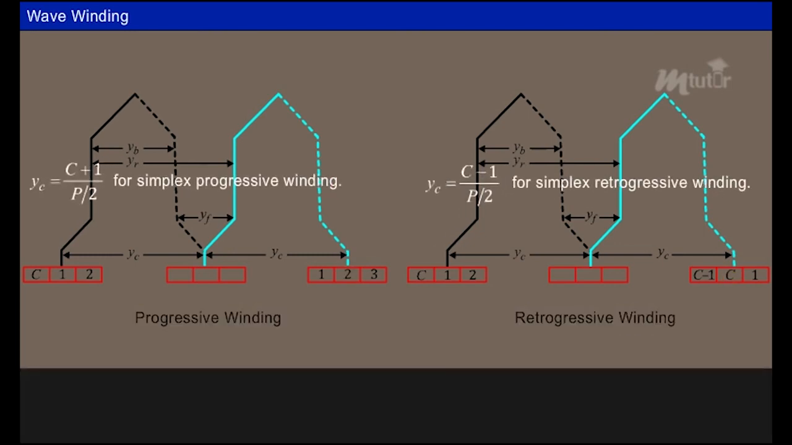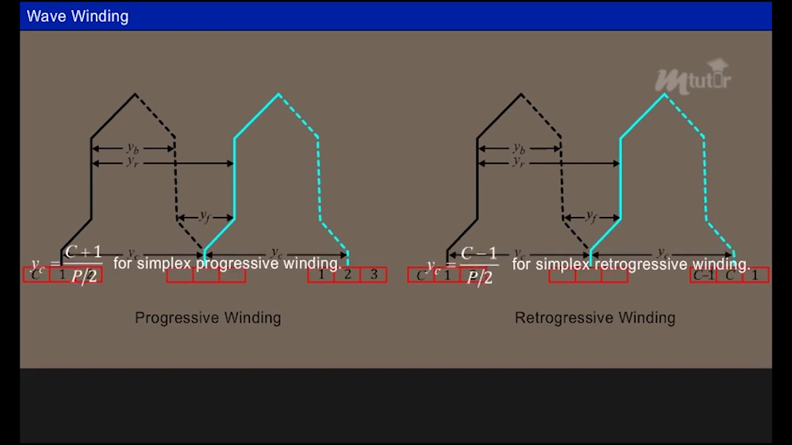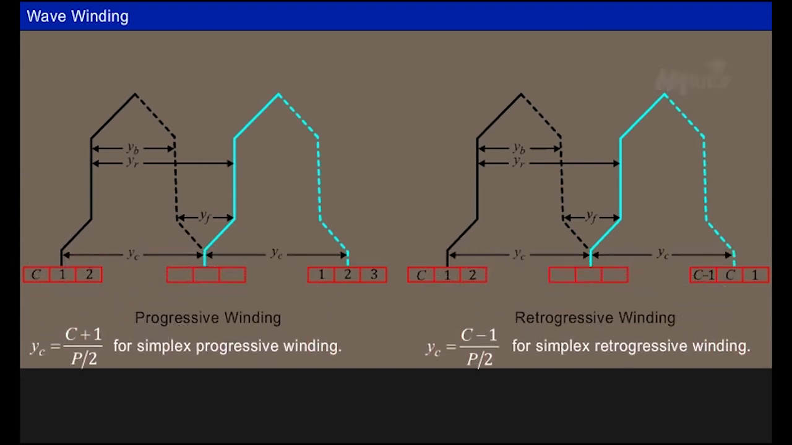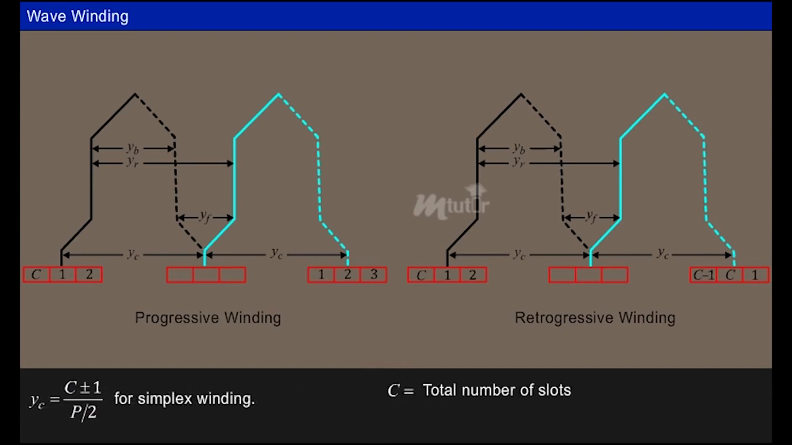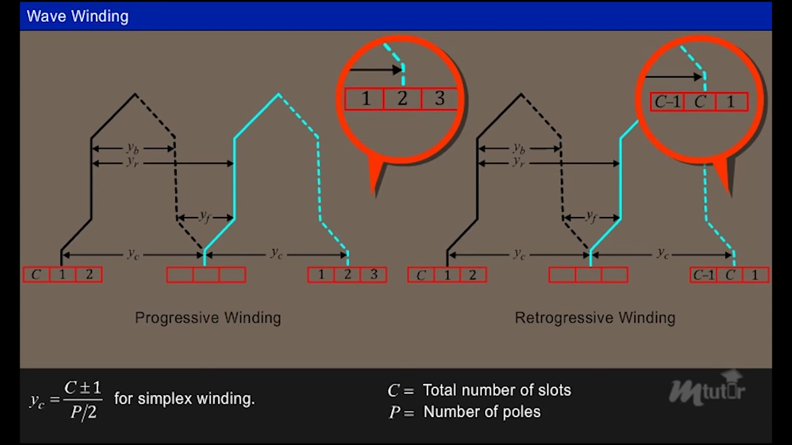The commutator pitch YC for the progressive and retrogressive simplex windings is given on the screen, where C is the total number of slots and P is the number of poles. For the duplex wave winding of a 4-pole machine, the second coil end is connected 2 segments ahead or behind of the starting point for progressive and retrogressive type winding, respectively, and the commutator pitch changes accordingly.